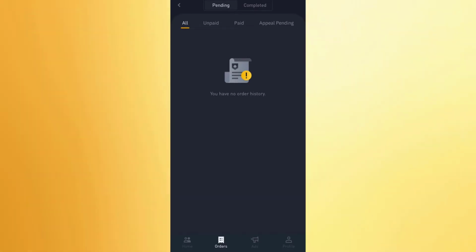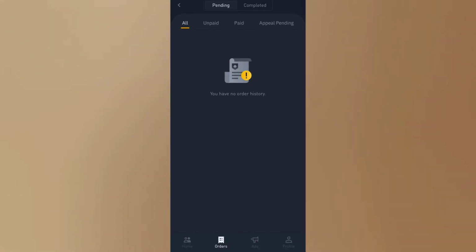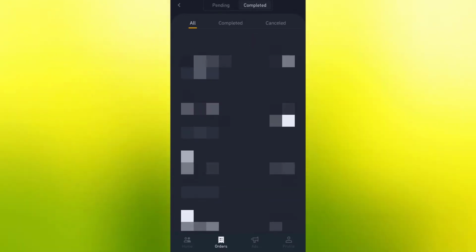So the all is what it is. If the person has not paid yet, it will be in the unpaid section. If the person has paid, when the person marks the order as paid, it will go over to the paid section, and if you filed an appeal or the person filed an appeal, you see it in appeal pending. Then when everything is completed, it goes over to the completed section, and in the completed section we have completed and cancelled. So any order that is cancelled, you see it in the cancelled section as well.